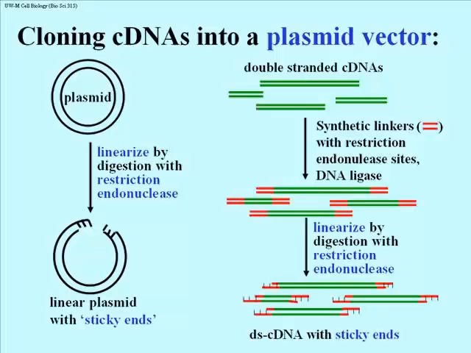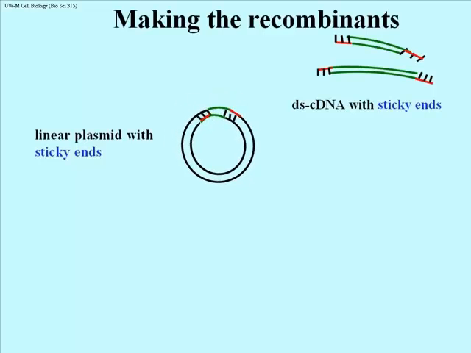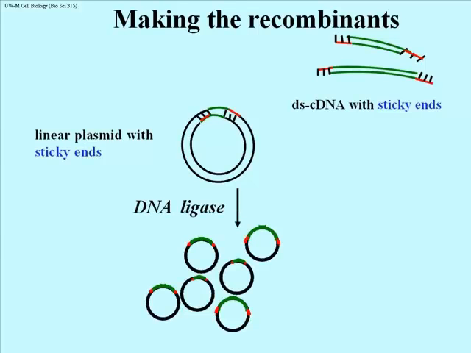And now if I treat this material with the same restriction enzyme, I will indeed get double-stranded cDNAs with sticky ends. Now I can add these two end products together, like so. And the set of sticky ends on the cDNAs, which I created synthetically, and those on the plasmid, which I created simply by digesting the plasmid, will come together. And now I can add DNA ligase again, and I get plasmids with inserts.